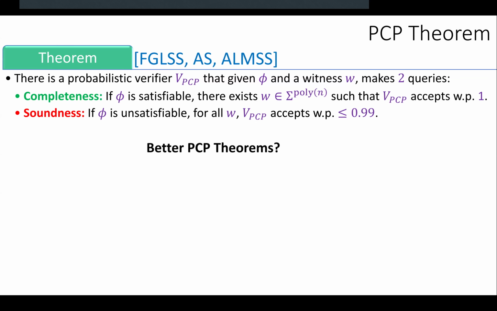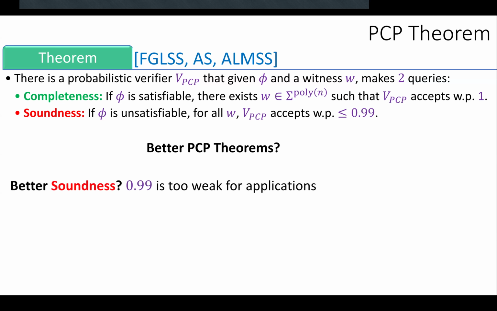Okay, so let's now start splitting hairs and complain about the PCP theorem. So what sort of better PCPs can you hope for? So first, you can hope for better soundness. So 0.9 is smaller than 1, but you're not going to bet your life on a verifier that has this little bit of advantage. So you want something stronger, and indeed in applications, this is really crucial.